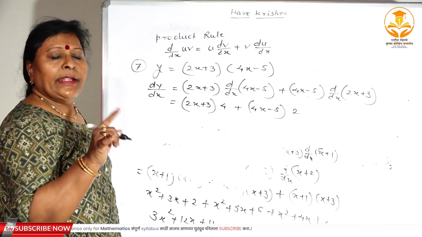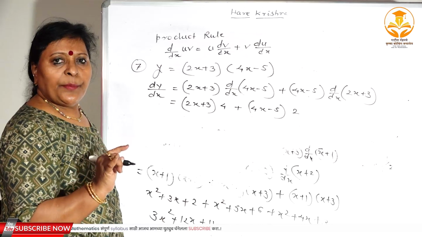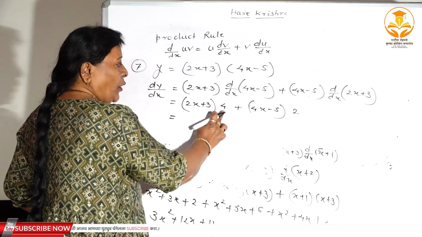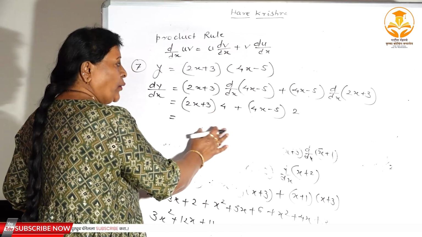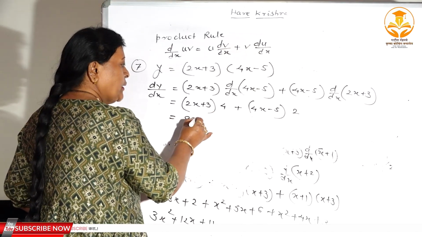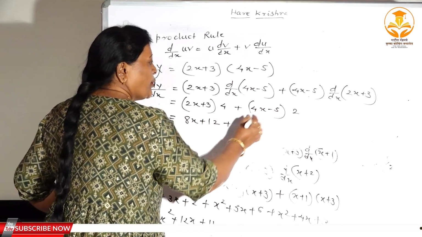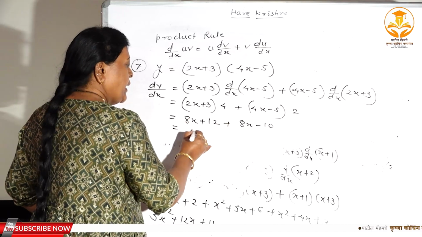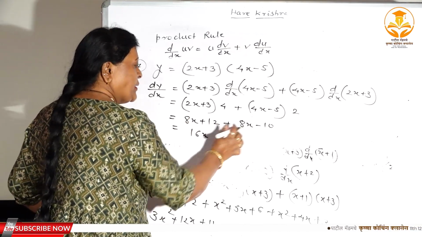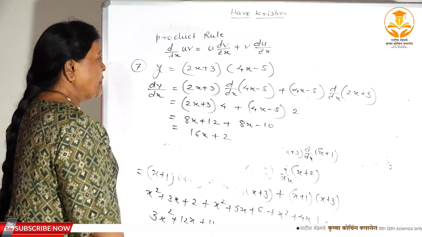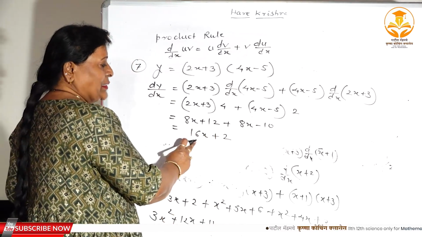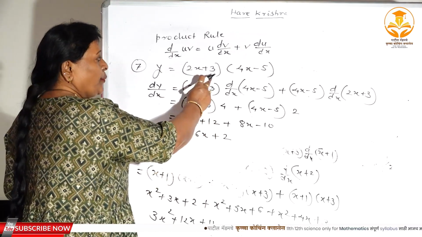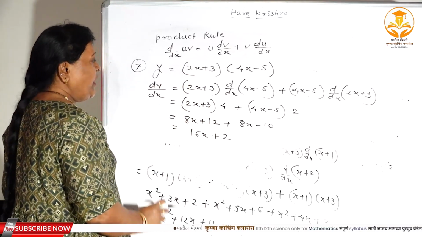When a constant is multiplied to the function, the constant remains as it is, and take the derivative of the function. Very simple. Now multiply with 4 to this bracket and open the bracket. 4 2s are 8, 4 3s are 12, again 4 2s are 8, and 5 2s are 10. Right? 8x plus 8x is equal to 16x, 12 minus 10 is equal to 2. Therefore here you have got dy by dx, it is nothing but 16x plus 2. Right? So this is the product rule, the multiplication of 2 functions.